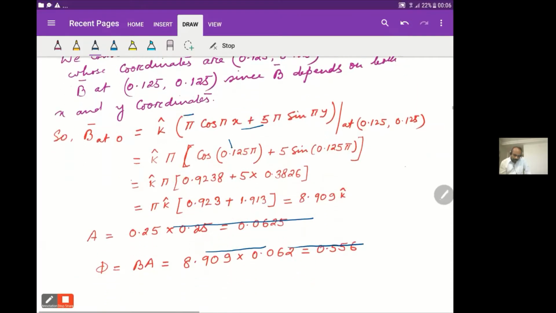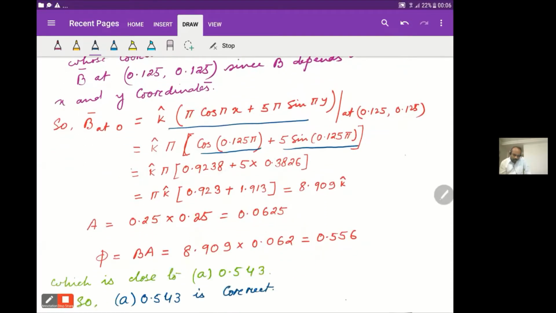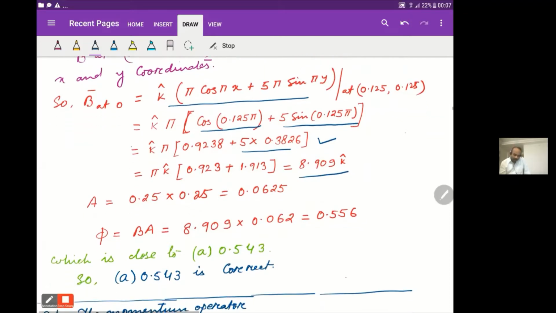Then we can find out the value of cos and sine. That gives us k cap pi within bracket 0.9238 plus 5 times 0.3826. That gives us 8.909 k cap.